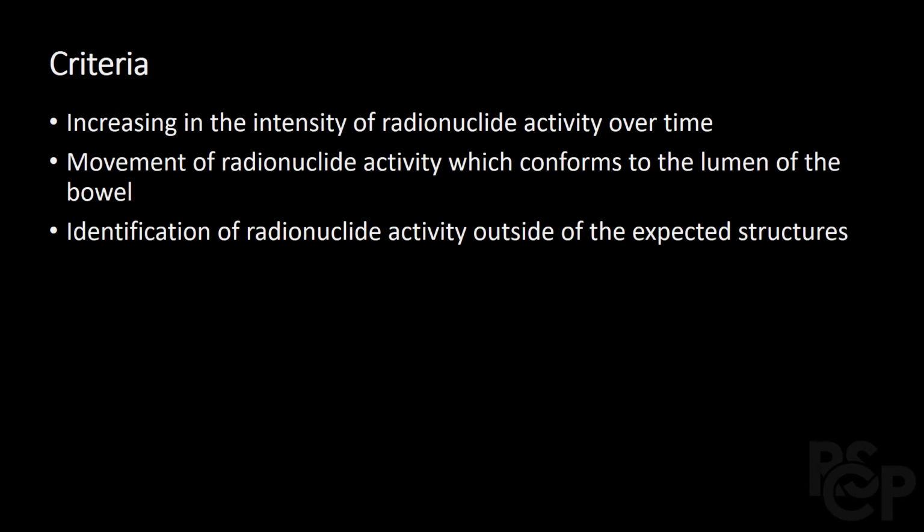So in order for it to be classified as a GI bleed, it has to meet the criteria, which involves 3 different things. Number 1, there has to be increase in the intensity of radionuclide activity over time. Number 2 is movement of the radionuclide activity, which confirms the lumen of the bowel. And number 3, identification of radionuclide activity outside of the expected structures. The last one is really important because you want to be able to distinguish the expected structures from something that is abnormal. For example, in certain cases, there can be genital blood pooling, which can lead to increased radionuclide activity, and this can sometimes be misinterpreted as rectal bleeds or bleed in the large bowel. So it's really important to distinguish this.